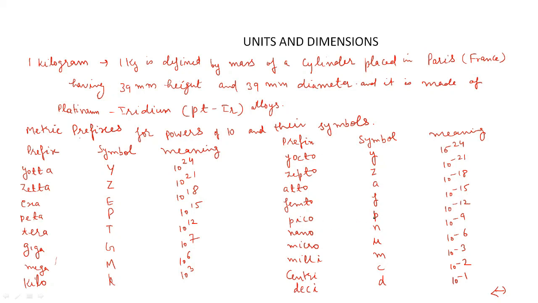Then pico, it is represented by small p, it is equal to 10 to the power minus 12. Then nano, it is represented by small n and is equal to 10 to the power minus 9. Micro is represented by mu, it is equal to 10 to the power minus 6. Milli is represented by small m, it is equal to 10 to the power minus 3. Centi, it is represented by small c, it is equal to 10 to the power minus 2. Then deci, it is represented by small d and it is equal to 10 to the power minus 1. You have to remember these.